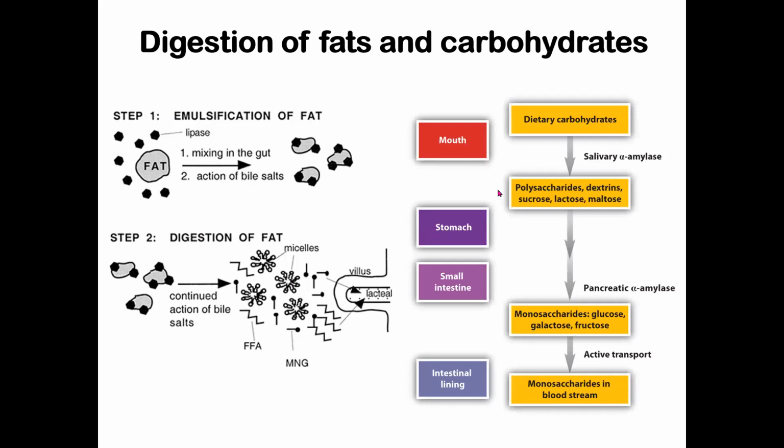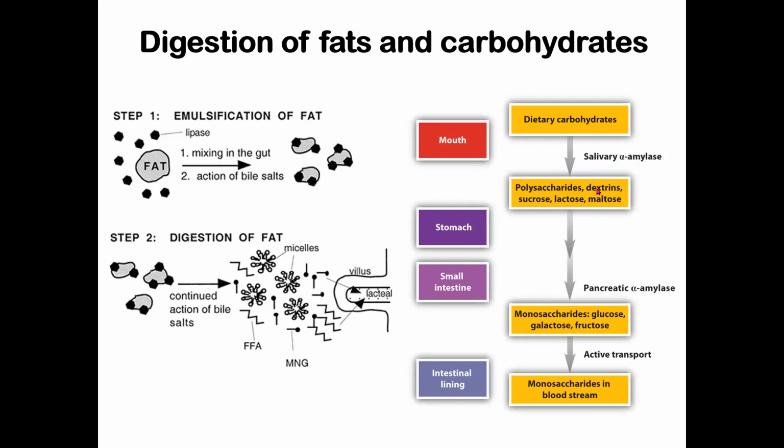So these are just simple diagrams. In the mouth, this is about the enzymes, and these are the amylases. So the carbohydrates that we eat, in the mouth we have what's called salivary alpha amylase. And it breaks the carbs down to polysaccharides. Now, a saccharide is a sugar, usually glucose. And polysaccharides are very long chains of them.